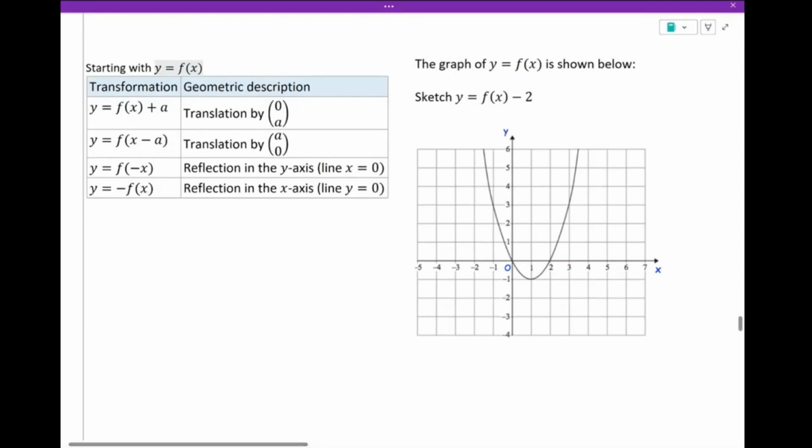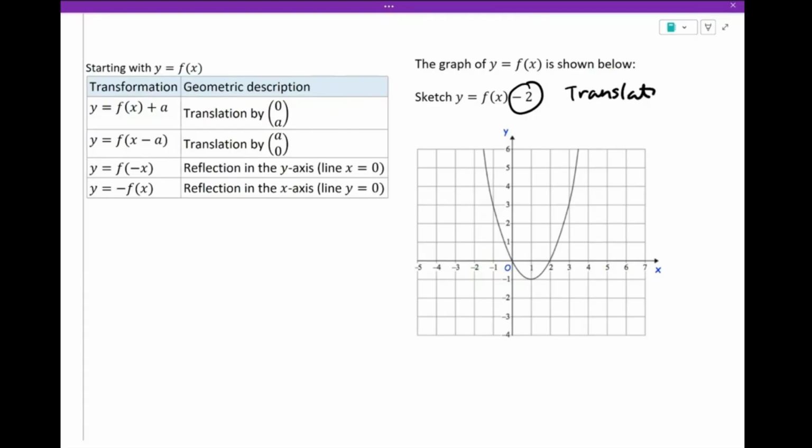So we've got the same original graph, which is y equals f of x, and this time we're being asked to sketch y equals f of x subtract 2. So once again, let's consider the transformation. We've got a negative 2 outside our brackets of f of x. So it's going to be a translation because we're subtracting.